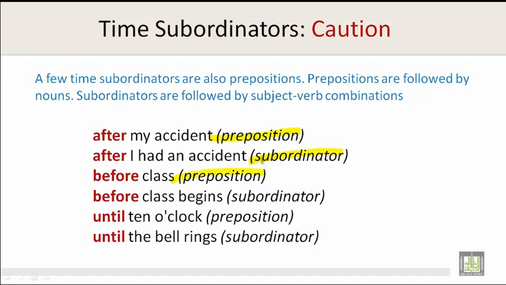Preposition. Before class. This is a preposition because before is followed by a noun. Subordinator. Before class begins. This is a subordinator because it is followed by a subject-verb combination. Until 10 o'clock is a preposition because after until is a noun. Subordinator. Until the bell rings. This is a subordinator because it is followed by a subject-verb combination.